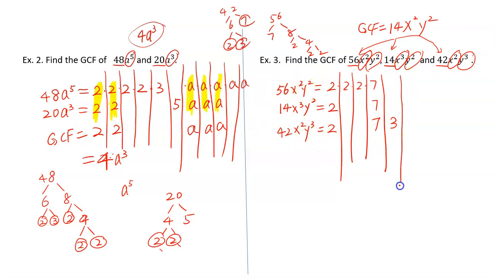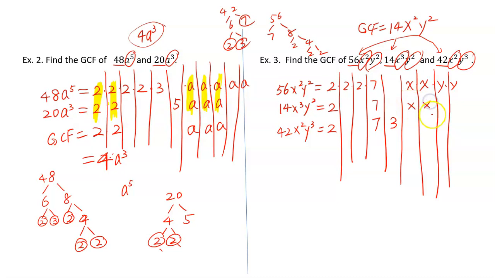So now let's create new columns for the variables. So start with the first one. X squared means x times x. Y squared means y times y. So I'm going to separate them. Now, x third means we have 3 copies of x. Well, because I'm out of x's, so I have to create a new column. Now, 2 copies of y, line up with the y's we have. And the last one is 2 copies of x and 3 copies of y. And notice this is an x, so I cannot put my y here. I'm going to create a new column for y.